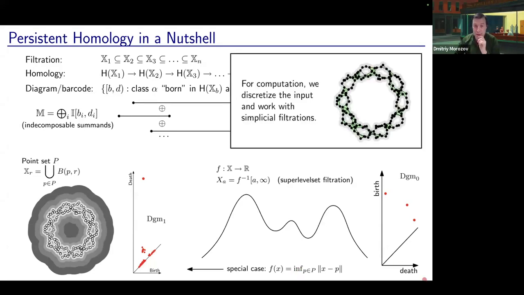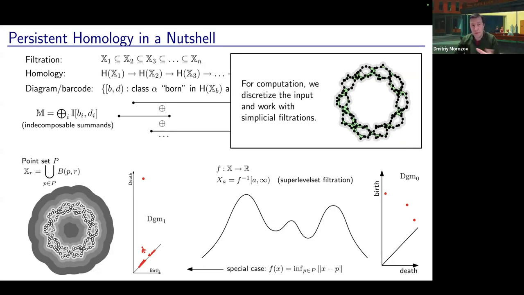Maybe one more thing I wanted to say is that when we compute with this, we discretize our input. So we work with a simplicial filtration. If we're working with this union of balls, maybe we take a Čech complex or some other construction in order to have a discrete input that we can actually translate into some linear algebra computation on the computer.